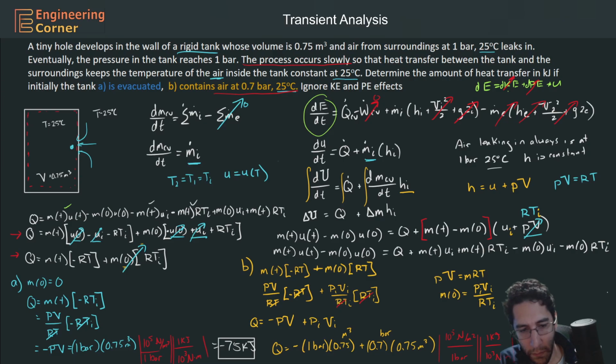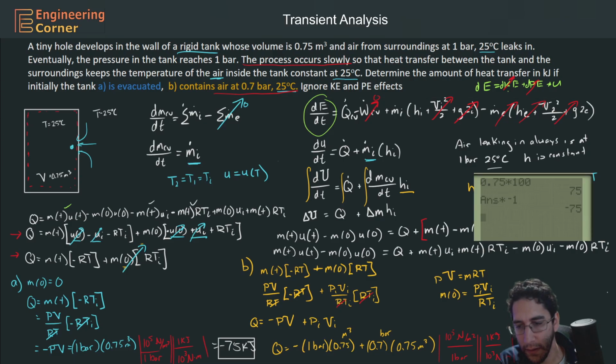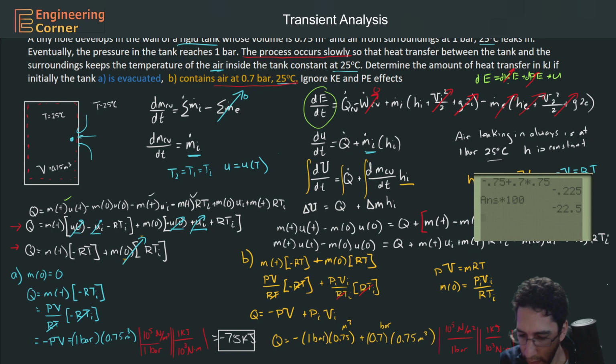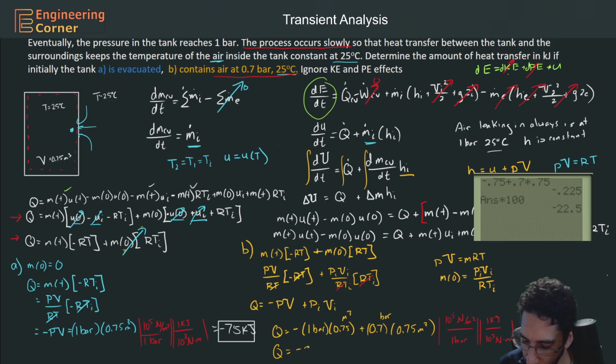And then what we can do is put this in the calculator. So minus 0.75 plus 0.7 times 0.75. Then we multiply by 100. So here we'll get that Q is going to be equal to minus 22.5 kilojoules.